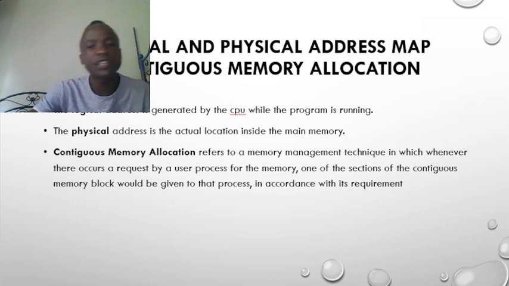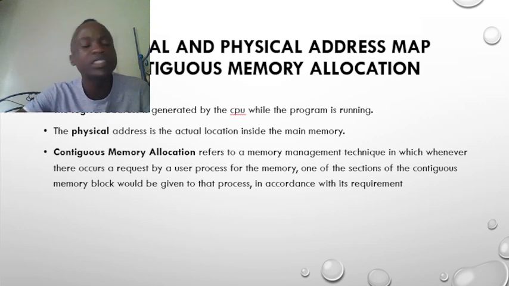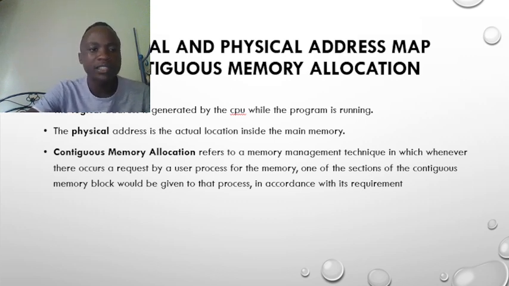In logical memory, data is stored temporarily during the execution of these processes to allow swapping and to service interrupts. It's generated by the CPU while the program is running. Physical address is the actual location inside the main memory. Let us move to the next slide.